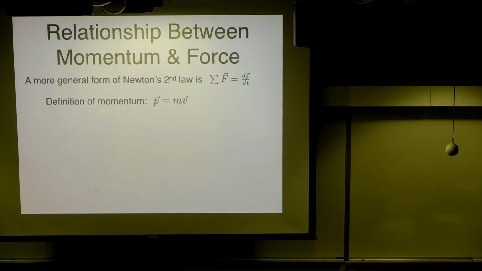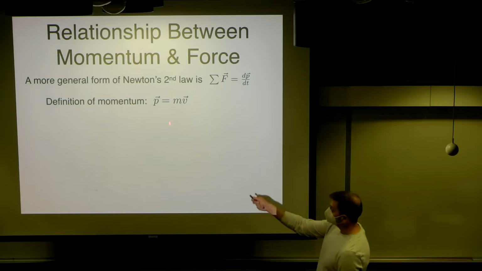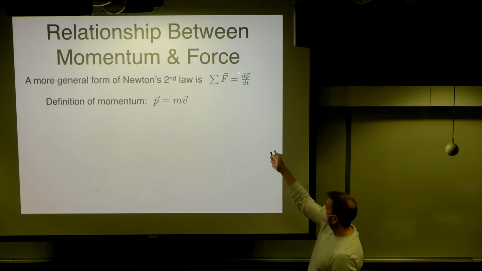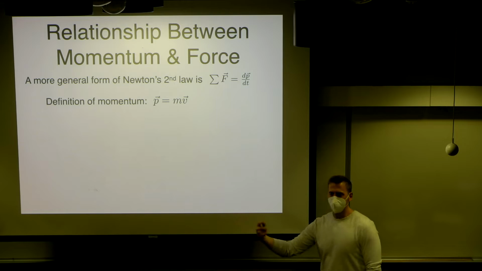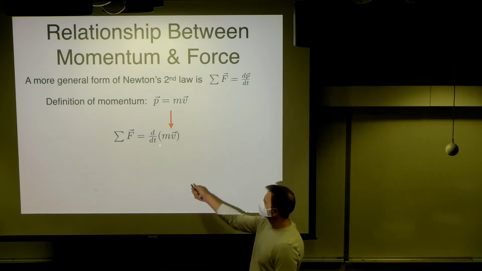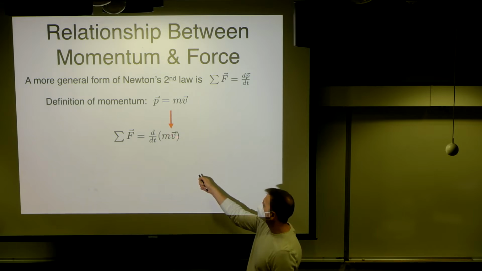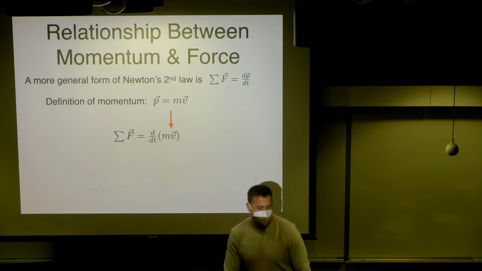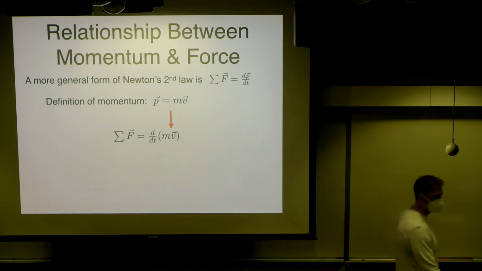So let's work with the definition of momentum that we know, which is p equals m times v, plugging it in here, and just seeing where that takes us, okay? We'll just follow the math and see where that takes us. All right, so the net force is the derivative of momentum. So in place of p for momentum, I'm going to put m times v. Just make that substitution.